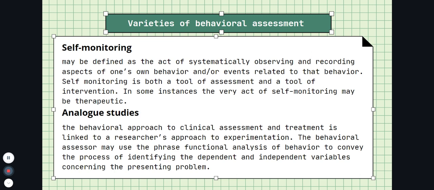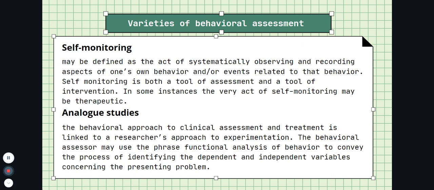So self-monitoring is both a tool of assessment and intervention. Practical issues that must be considered include the methodology employed, the targeting of specific thoughts, feelings, or behaviors, the sampling procedures put in place, and the actual self-monitoring devices and procedures and the training and preparation.